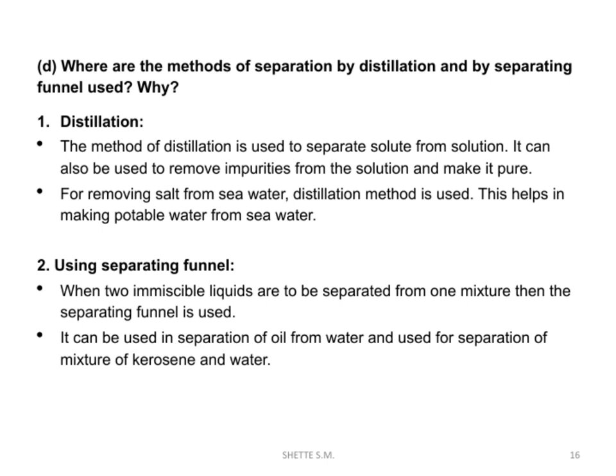Next, let's look at the separating funnel. This method is ideal when we have two immiscible liquids, meaning they don't mix, like oil and water. When we need to separate such a mixture, the separating funnel allows us to easily isolate each liquid based on their different densities. For example, if we want to separate oil from water or a mixture of kerosene and water, the separating funnel is very effective because it exploits the differences in their physical properties.